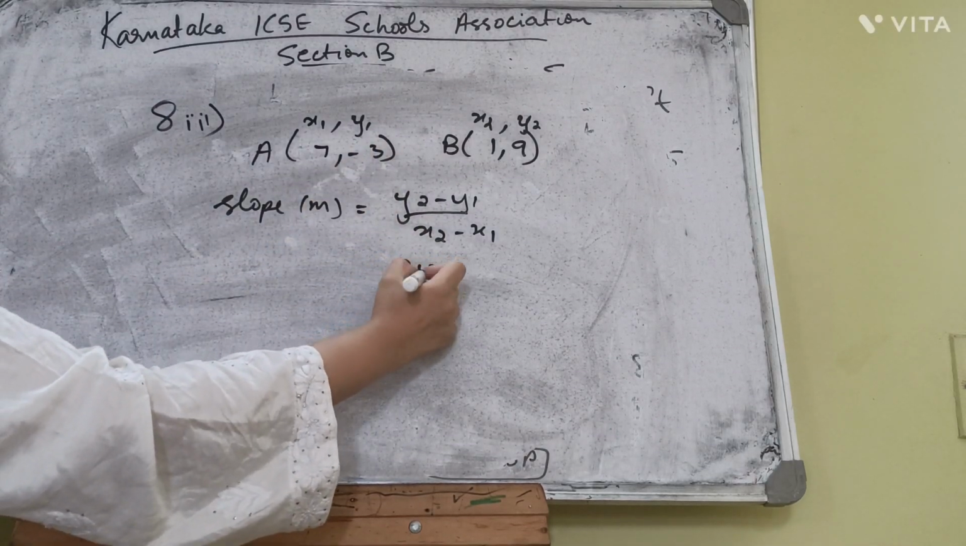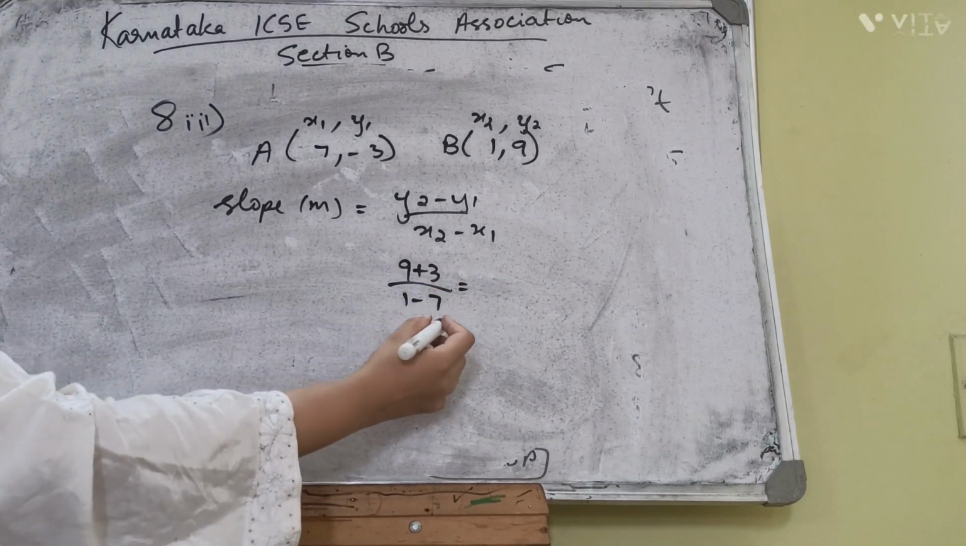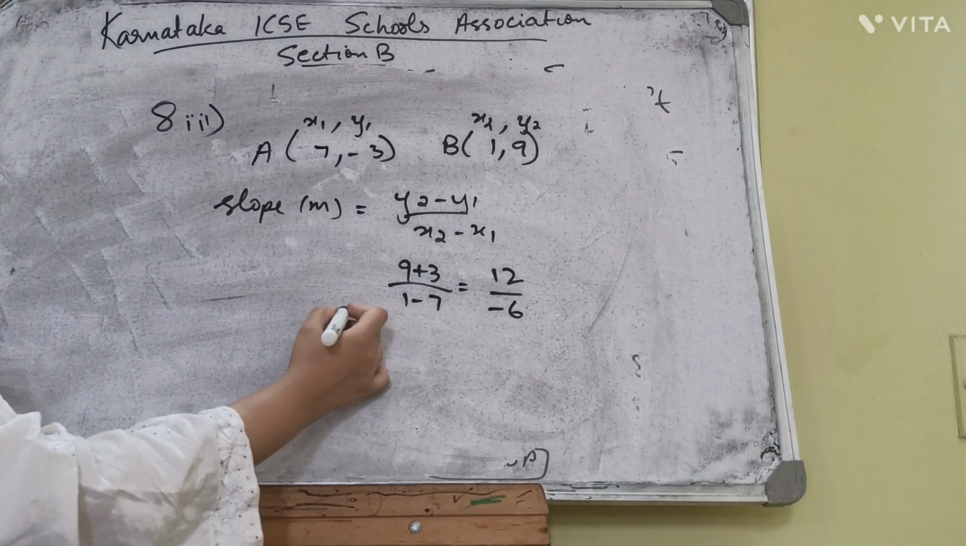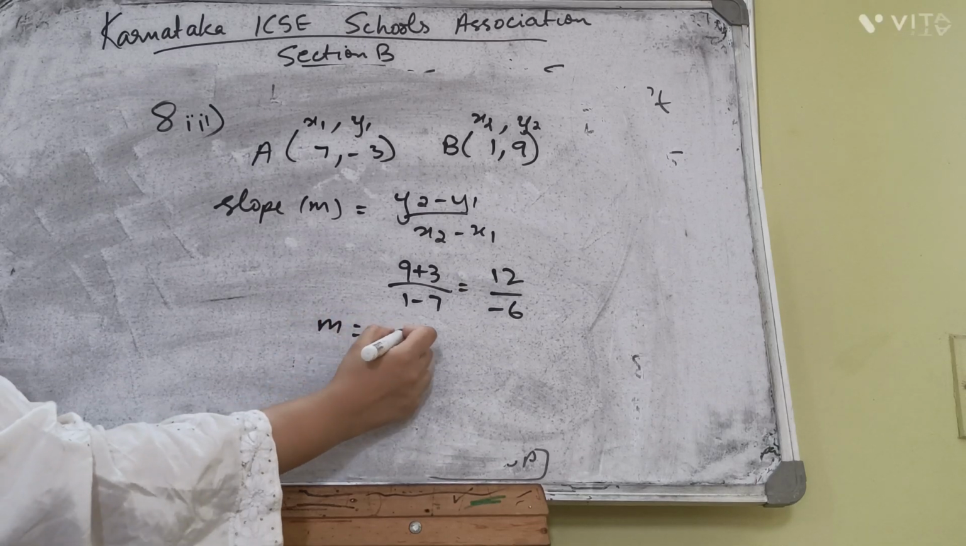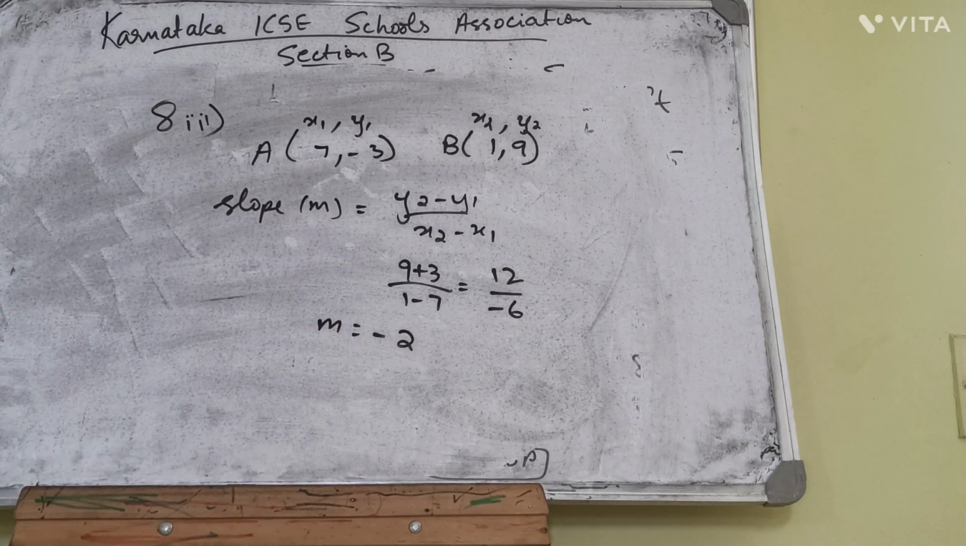y2 is 9. 9 minus of minus 3 will be 9 plus 3, divided by 1 minus 7. 9 plus 3 is 12, by minus 6. Therefore, slope is going to be minus 2.